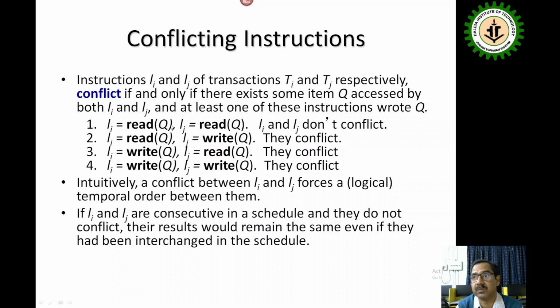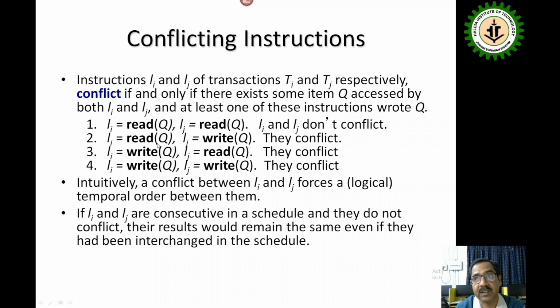The reason is that both transactions Ti and Tj perform read operations on data item Q, which only read the value. If you consider the initial value, the read just reads the value and does not change it. Transaction Ti's read operation does not change the value of data item Q, and here also the transaction does not modify the value of data item Q. They only retrieve. So that's why if both instructions Ii and Ij are read operations on the same data item Q, then Ii and Ij do not conflict.